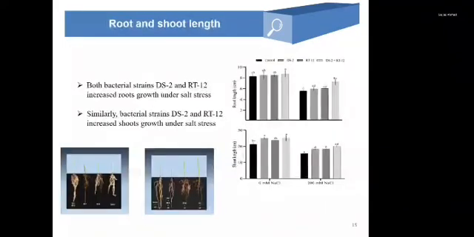After that, we inoculated the bacteria into cotton plants under salt stress, and both strains DS2 and RT12 increased root growth under salt stress. Similarly, strains DS2 and RT12 increased shoot growth under salt stress. Here we can see that in the graphs.